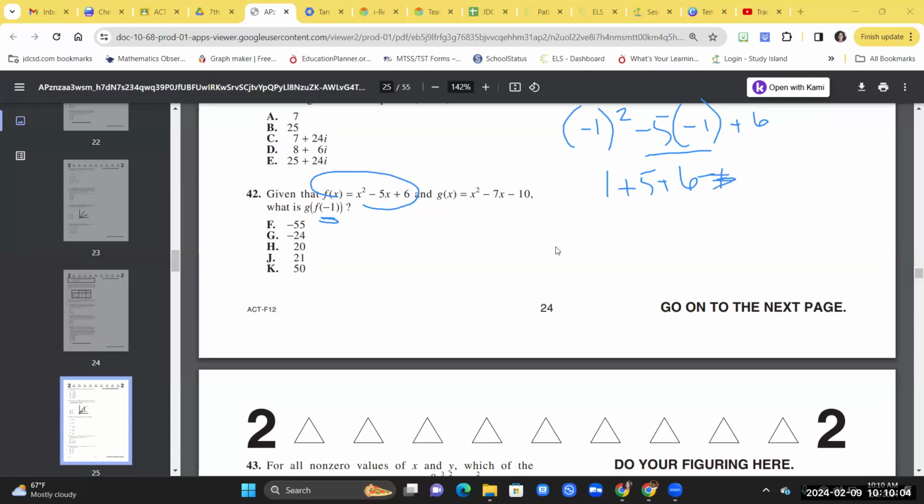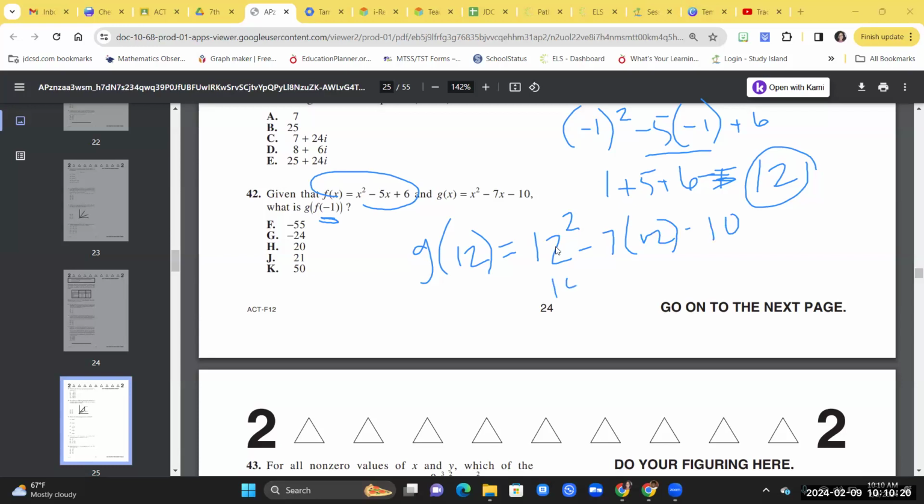1 plus 5 plus 6 equals 12. So now that's the value that we're going to sub in for g. That'll be g of 12. So that'll be 12 squared minus 7 times 12 minus 10. 144 minus 84 minus 10, which is equal to 50.